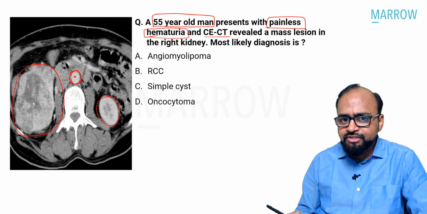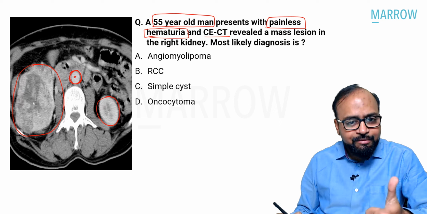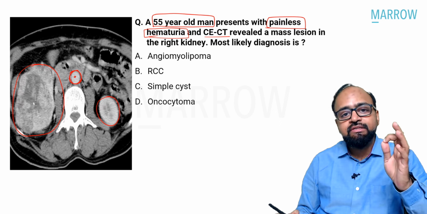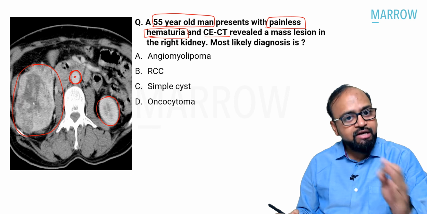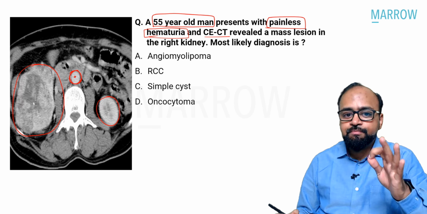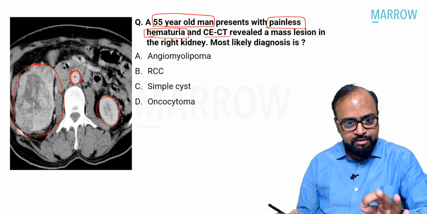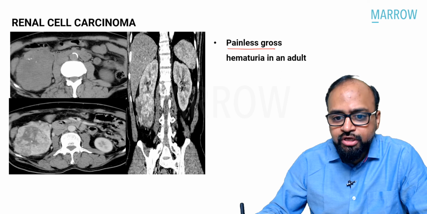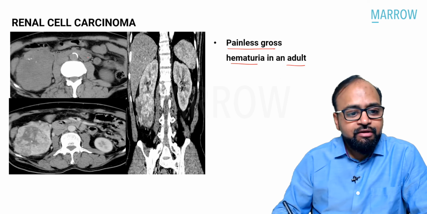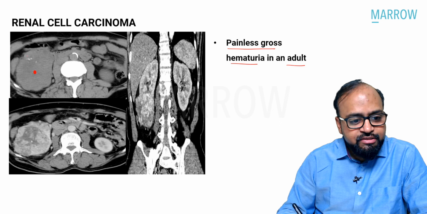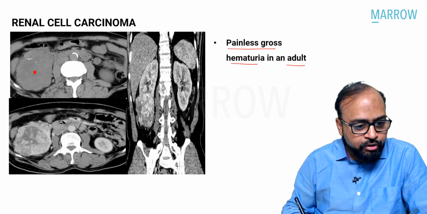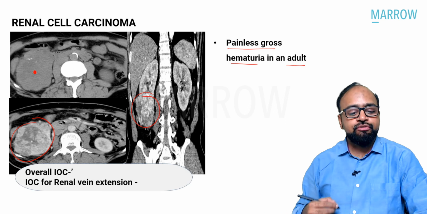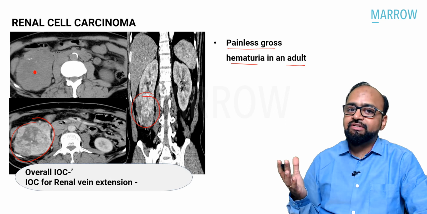Now remember, this is a history clincher. What is that? Elderly male with painless hematuria with a renal mass is renal cell carcinoma, RCC, unless it is proven otherwise. Elderly male, painless hematuria with a contrast enhanced CT is an RCC. So painless gross hematuria in an adult with a mass lesion in the right kidney. See here in the CT, it is heterogeneously enhancing. You can see the exophytic heterogeneously enhancing mass lesion on a coronal reconstructed image. This is renal cell cancer.